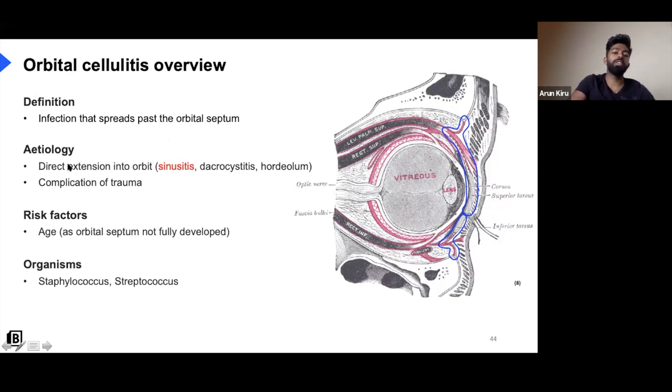So what causes this infection? It's usually a direct extension from something else. For example, a sinus problem, a dacryocystitis, which is inflammation of the lacrimal sac, which is this sac here, or a hordeolum, which is like a stye that sits on the eyelid, or a complication of trauma. The risk factor is actually age. Young patients are more likely to get orbital cellulitis because the orbital septum doesn't form until about the age of 7 or 8. So any kind of sinus infection can easily spread into the eyelid through that very thin septum, which hasn't fully developed, and then into the orbit, which we don't want. Organisms are usually staph and strep.